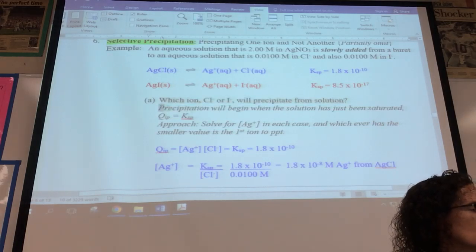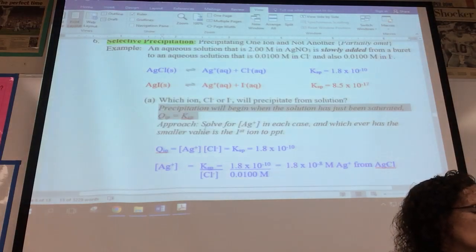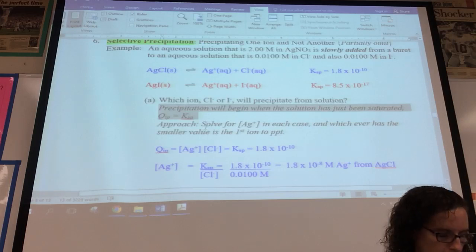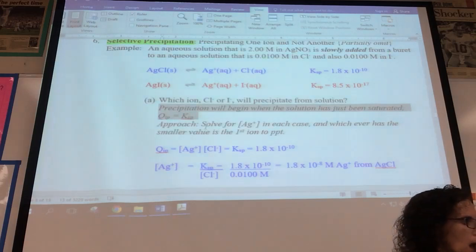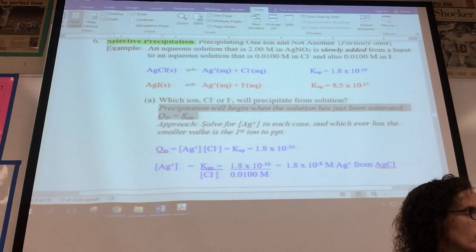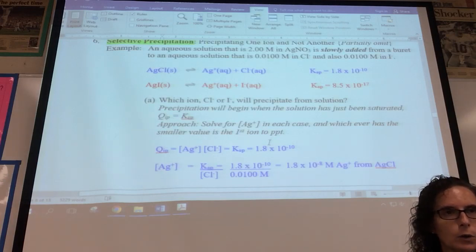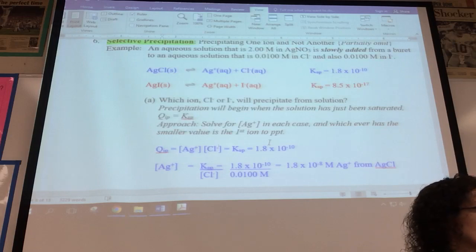We know that precipitation occurs when the solution has just been saturated, when QIP is equal to KSP. Here's your approach. You're going to solve for the common ion, which in this case is silver ion. Wherever silver ion has a smaller value or quantity, that's the first ion to precipitate. So if silver ion is smaller with silver chloride, then the chloride ion precipitates first. If silver ion has a smaller quantity with the iodide ion, then the iodide ion is going to be the one.